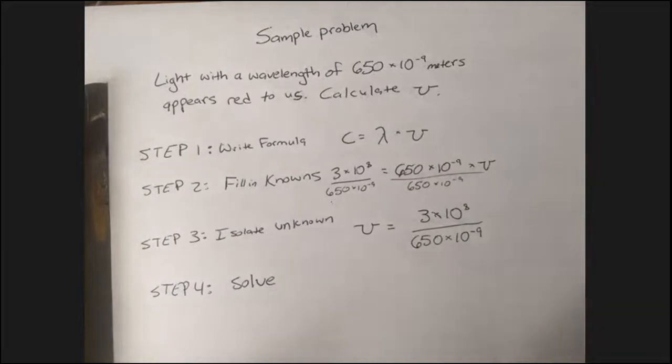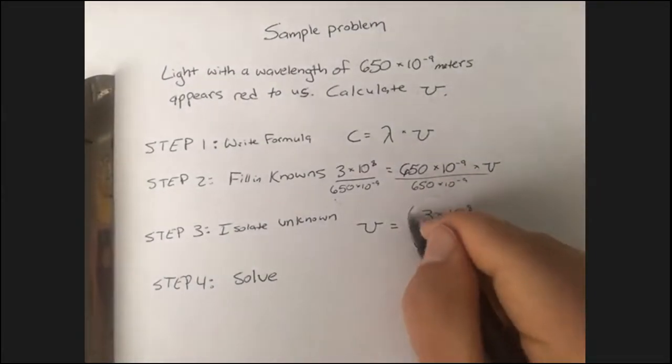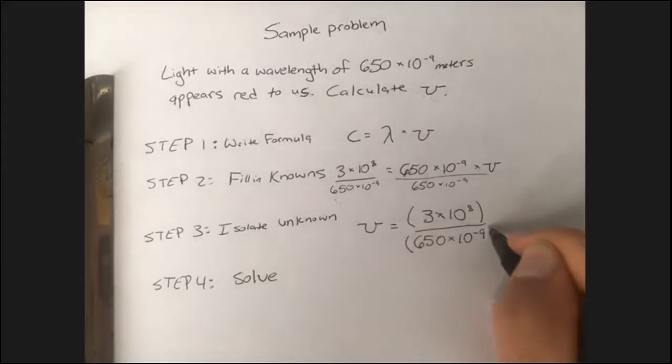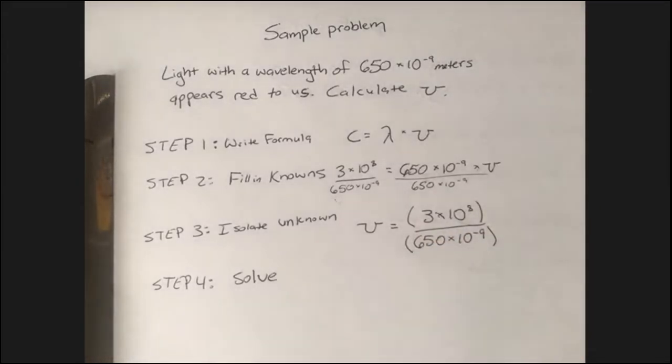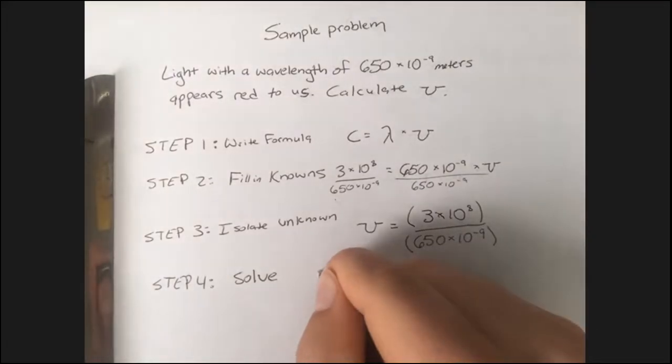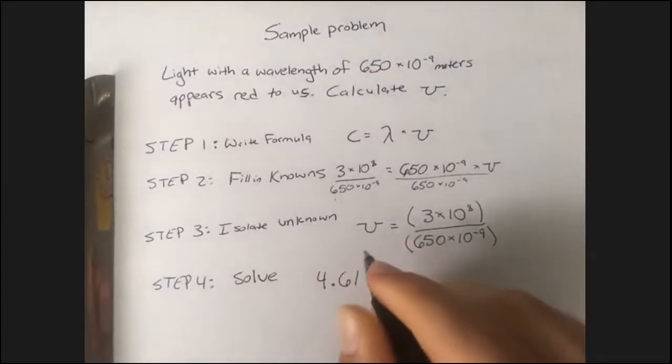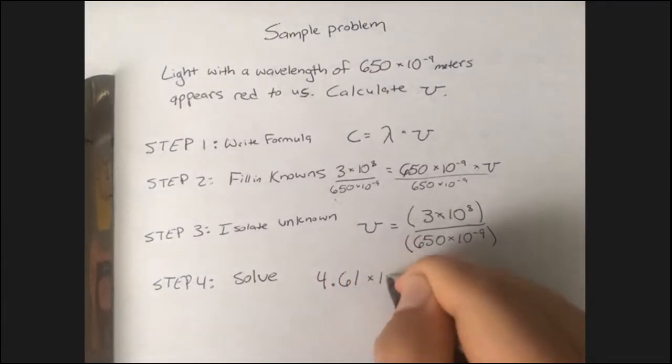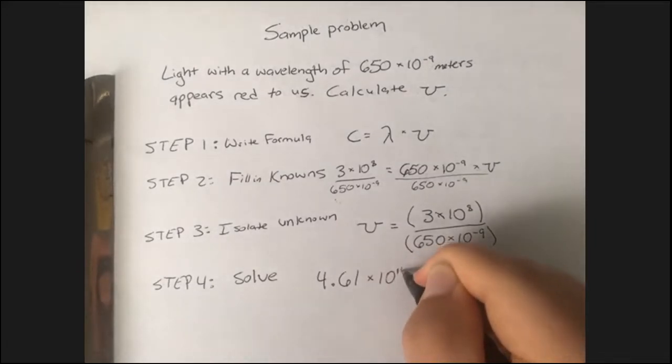Okay, now when you're plugging this in a calculator, it will be very helpful to add parentheses. I actually very much recommend it. Okay, so I'm going to plug it in my calculator real quick. So I have 3 times 10 to the 8th power divided by 650 times 10 to the negative 9th power. And I got, yowzas. We can round to the nearest hundredth place. Okay, so I got 4.61 times 10 to the 14th power.